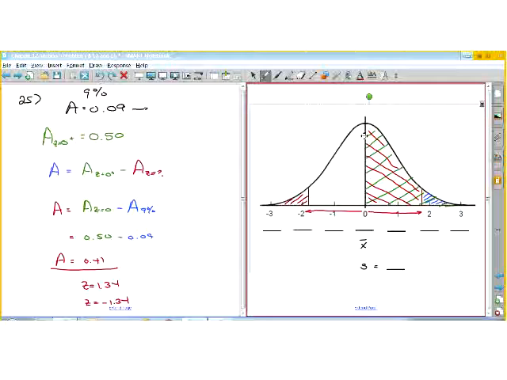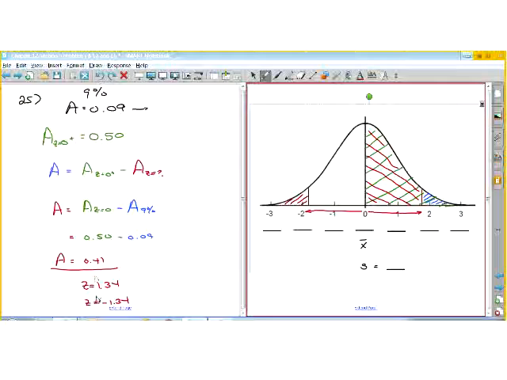The table is based on the area from here to the z-score, but the area that I'm given is from this point to the right. So to get the red area corresponding to this blue area, I take the total area underneath the right-hand side, which is 0.5. I subtract the blue area, which is given in the problem as 0.09. So therefore, the red area is 0.41.